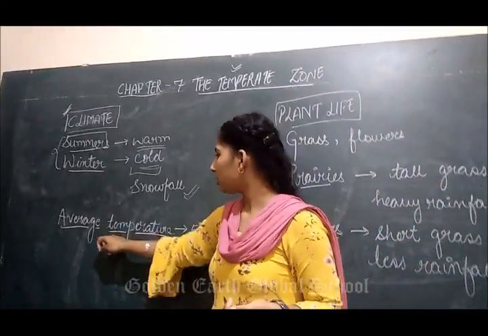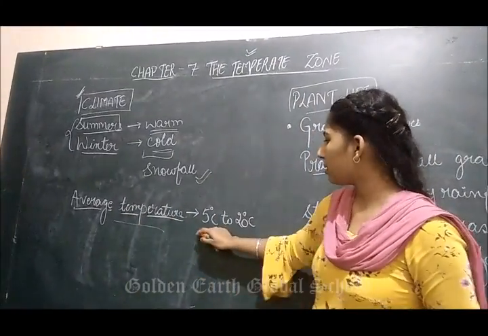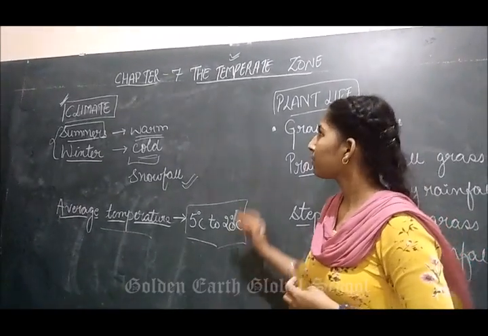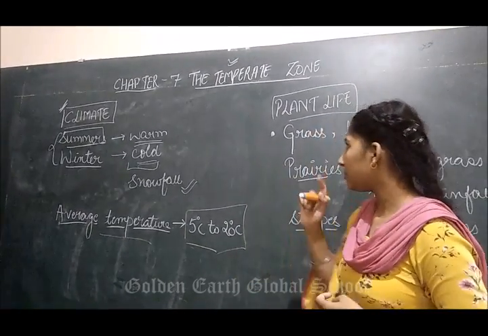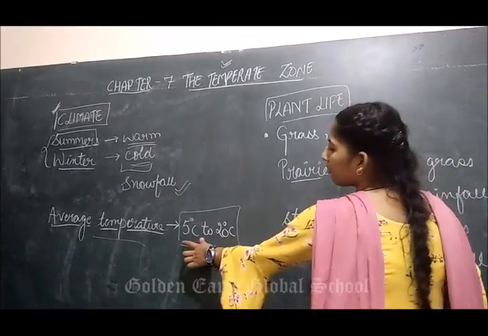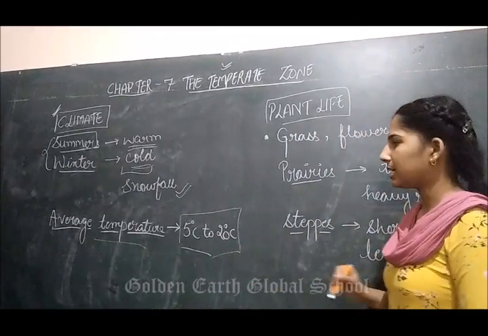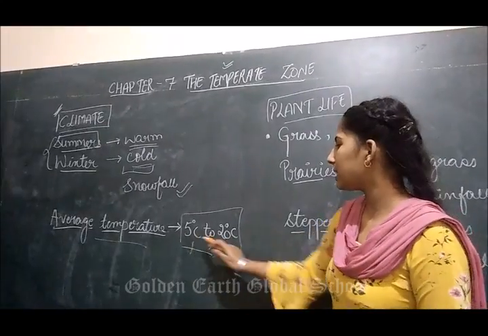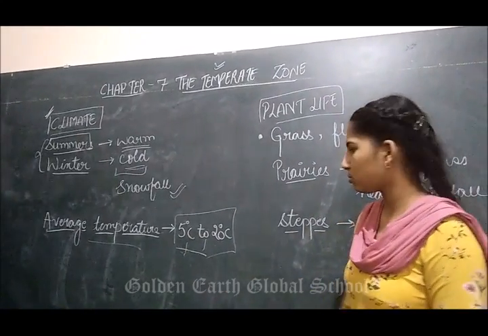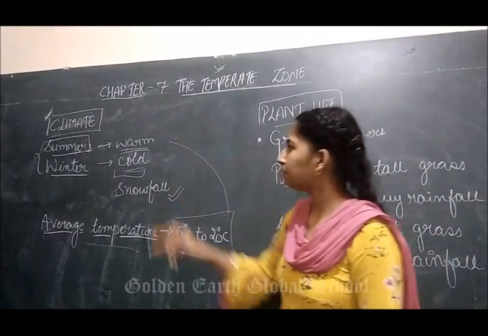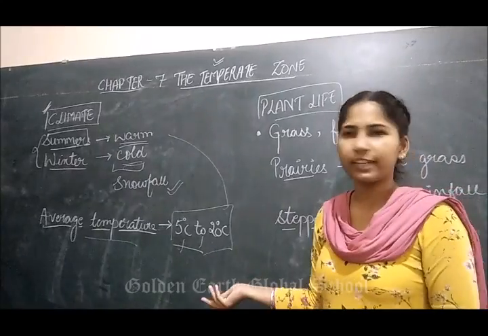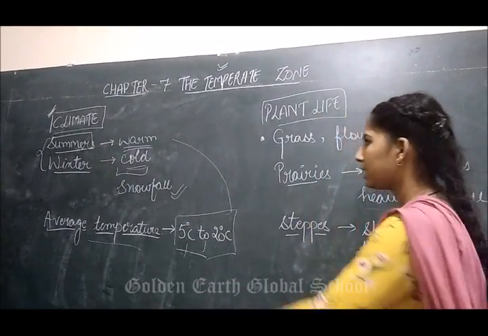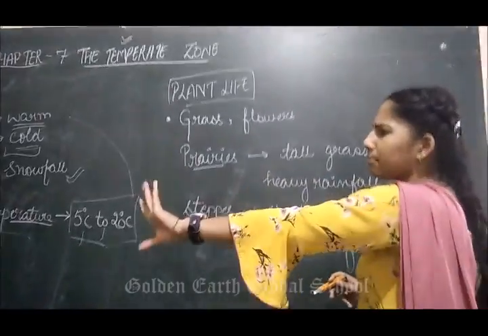Now talking about the average temperature. It ranges from 5 degrees Celsius to 20 degrees Celsius. The temperature of the temperate zone ranges between 5 and 20 degrees Celsius: 15 to 20 degrees Celsius in summers and 5 to 10 degrees Celsius in winters. So this was about the climate and temperature.